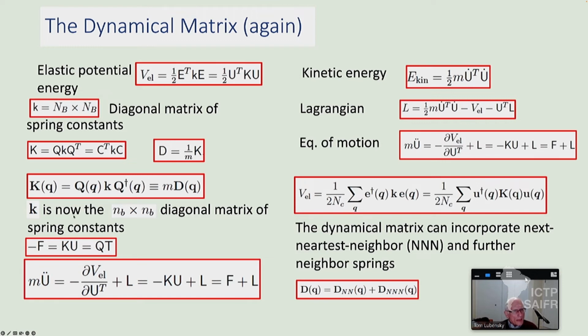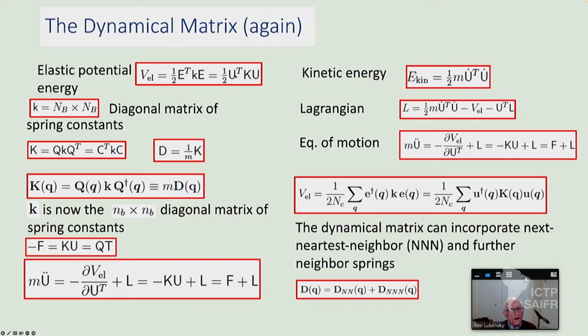And K is the NB by NB diagonal matrix. And so our equation of motion is that m u double dot, so this is the full matrix U, is minus the derivative of the potential energy, the elastic energy, plus the external load force, which becomes minus K u plus L. Now, an interesting thing here is that when we calculate the force on the site, we don't have to worry about the problem of the Voigt versus standard representation of the elastic energy.